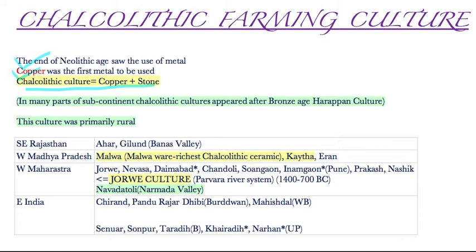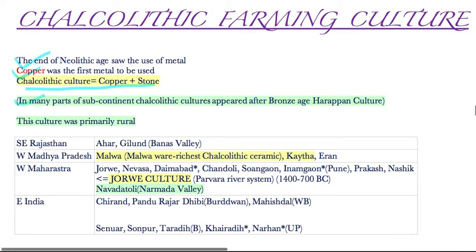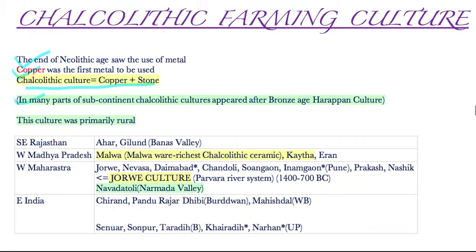Okay, this is also an important point to note, that in many parts of the subcontinent Chalcolithic culture appeared after the Bronze Age Harappan culture. In some instances it appeared before, but in most instances it appeared after Harappan culture. This is one important point you should understand. Then this culture was primarily rural, and that is one of the causes behind us calling it a culture and not a civilization. Okay, so what were the areas where this culture was prevalent?